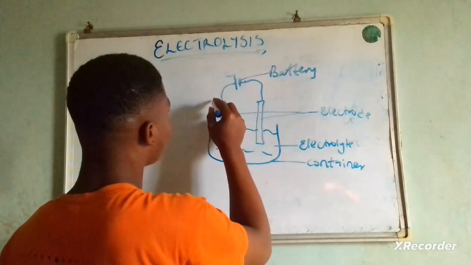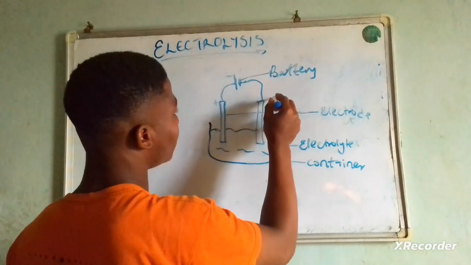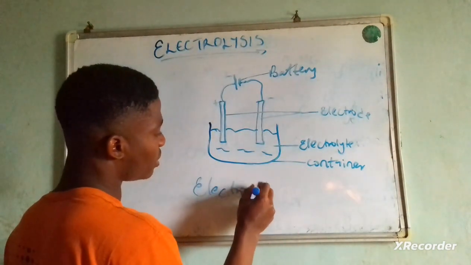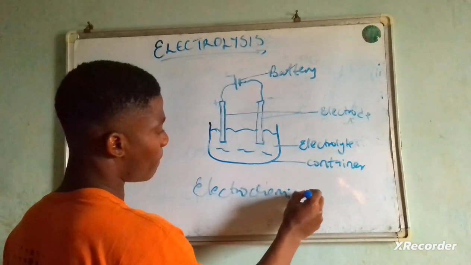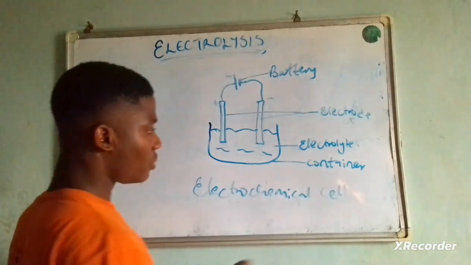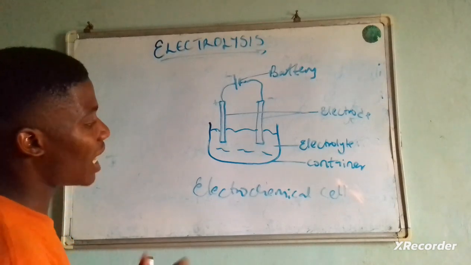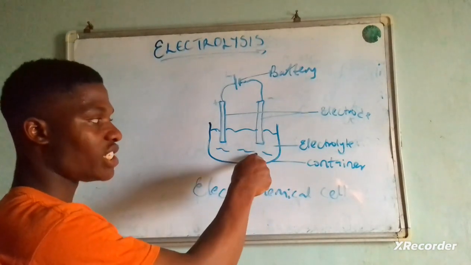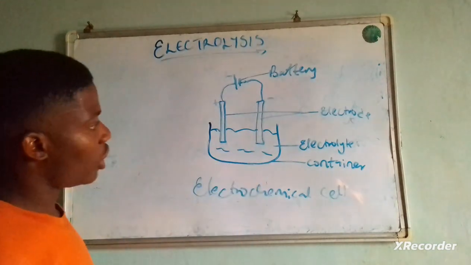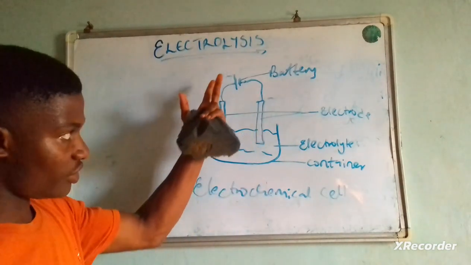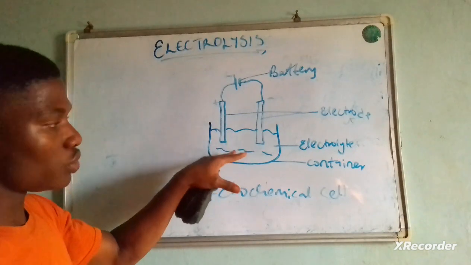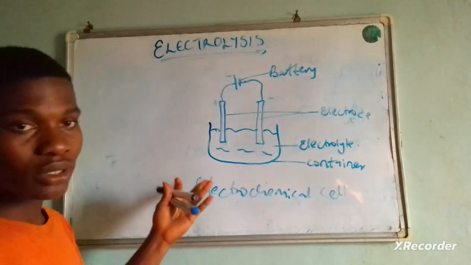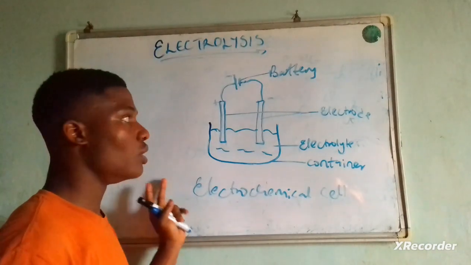So now let this be positive and let this be negative. So this is an electrochemical cell. The whole setup of electrolysis happens in an electrochemical cell. Here we have a container containing an electrolyte, and inside that electrolyte we have electrodes through which electric current passes from the battery into the electrolyte. So this is what an electrochemical cell looks like.